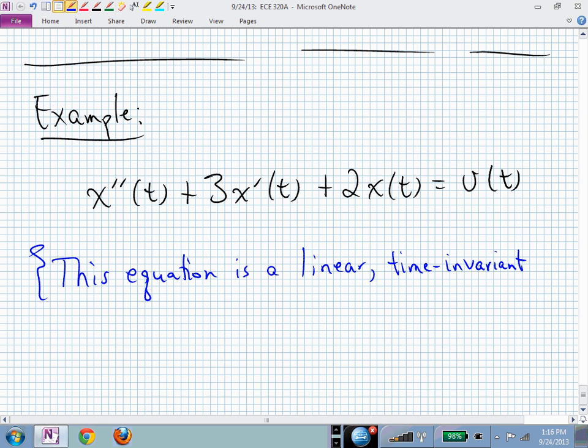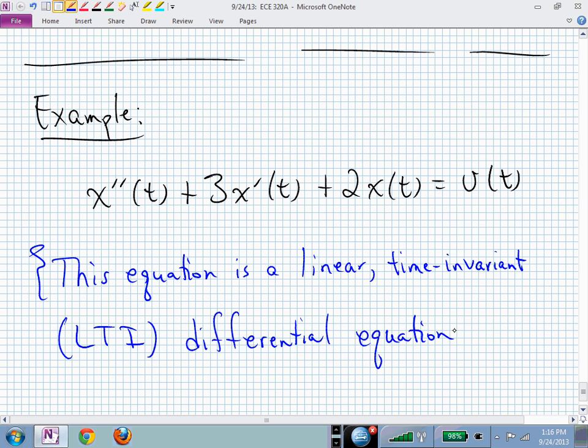And we abbreviate that to just say, oh, this is an LTI, a linear time invariant equation. And if we really wanted to get colorful with our adjective, we could say this is a linear time invariant second order differential equation, because you have two derivatives. Or you have a second order derivative.